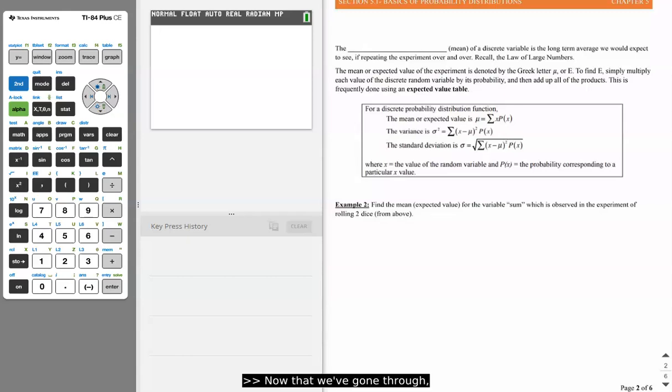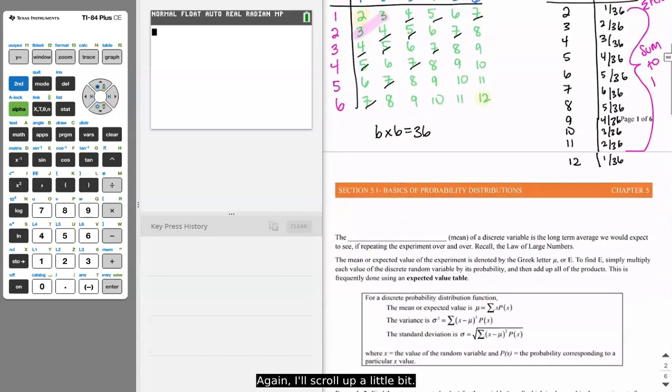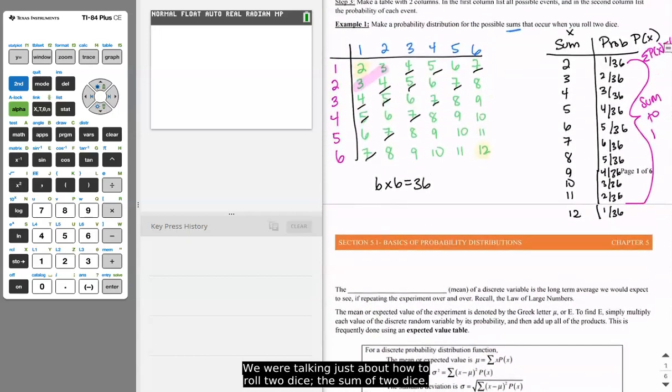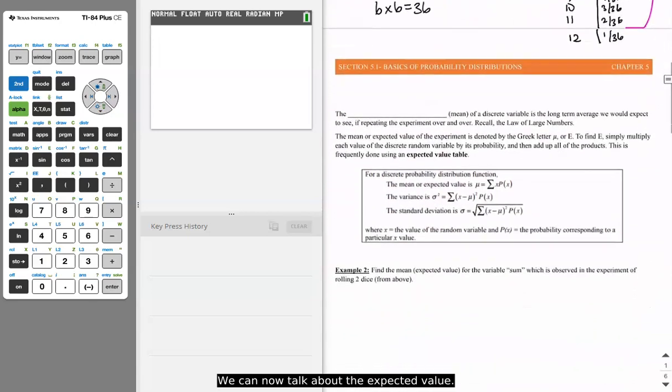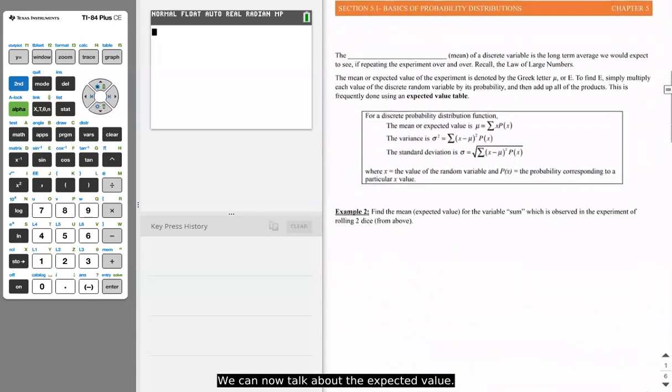So now that we've gone through and created our first probability distribution table, again, I'll scroll up a little bit. We were talking just about how to roll 2 dice, the sum of 2 dice. So here's my probability distribution table. We can now talk about the expected value.